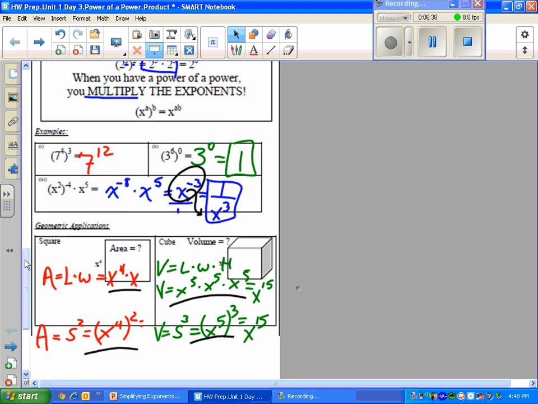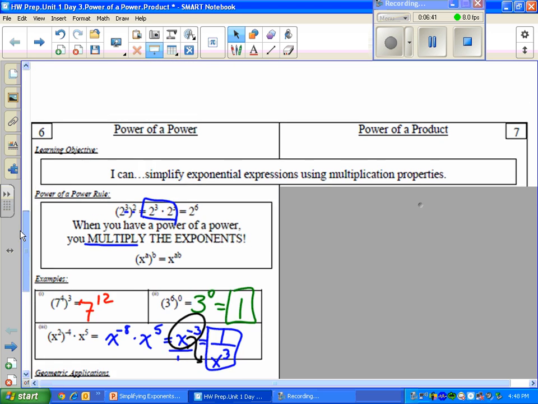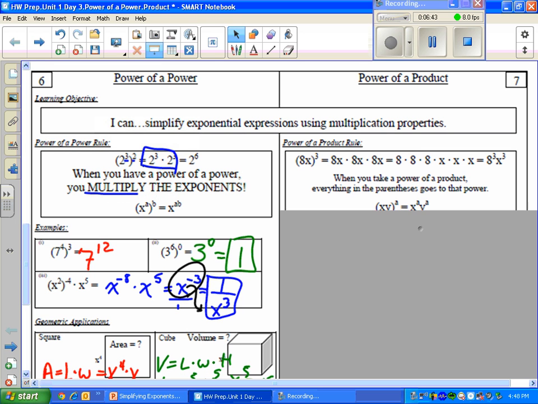Okay, let's take a look at the right side, page number 7, power of a product. Okay, let's copy this down. Pause the video if you need to. So what we have is a product. We have an 8x, which is a multiplication problem. And we're going to take that value, whatever it is, and we're going to take it to a power, in this case, to the third power. So what that 3 is telling us to do is to multiply the 8x by itself 3 times.